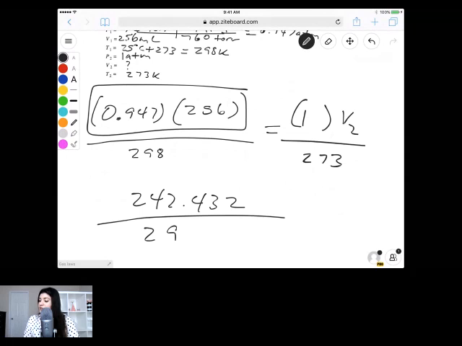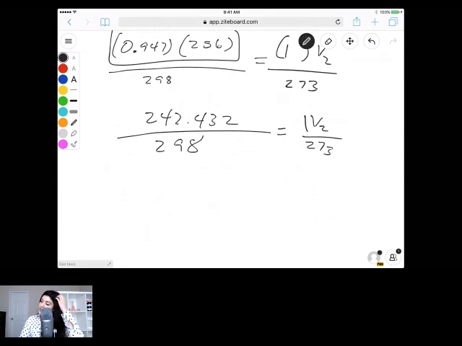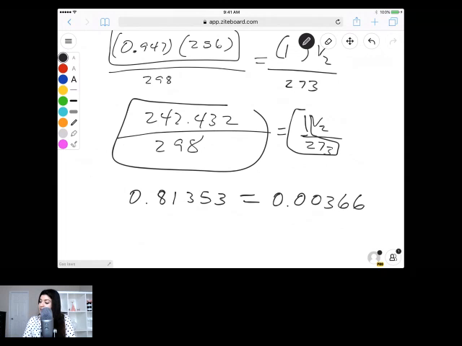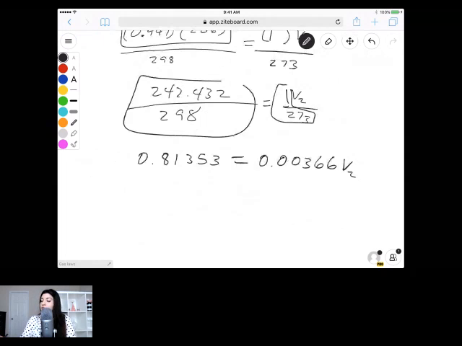242.432 divided by 298. And then 1 times V2 is really 1. So divided by 273. And then from there, I'll still leave the 1 there just to show. And then from here, I'm just going to divide these two values. I will also divide 1 divided by 273. This would give us 0.81353 is equal to, so 1 divided by 273. That gives us 0.00366 V2. And we'll solve for V2 by dividing both sides by this amount.